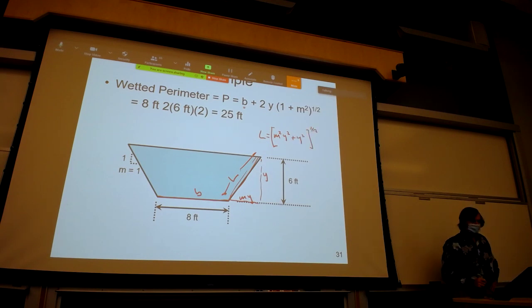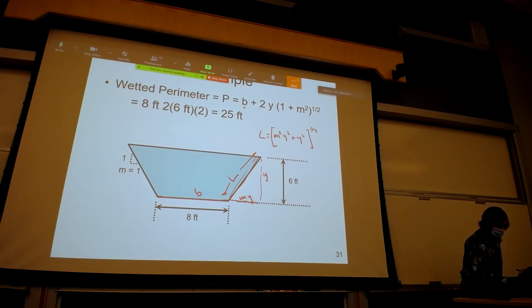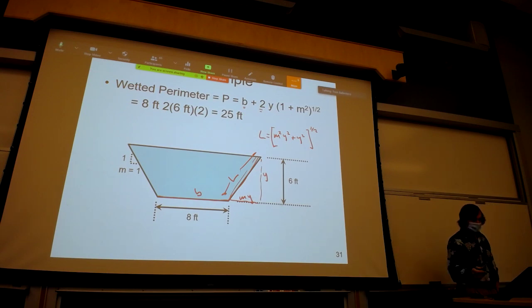1/2 power. And again, there's 2 of those. And so 2, and then you can see you can factor out 1 plus m squared and y squared. So here's the y squared to the 1/2 power, 1 plus m squared. And remember, in this case, m is equal to 1. So this actually turns out to be 24.97 something, something, something. So it just rounds to 25 feet.